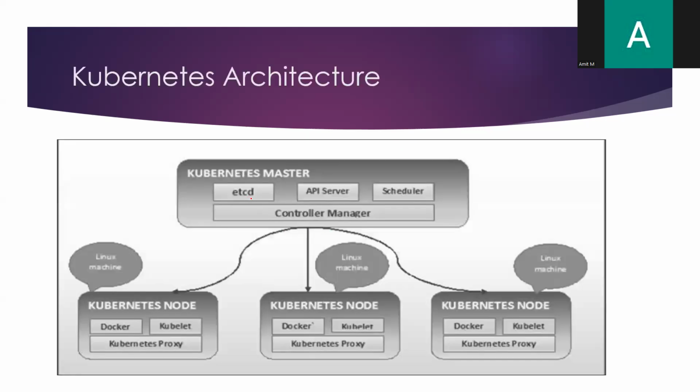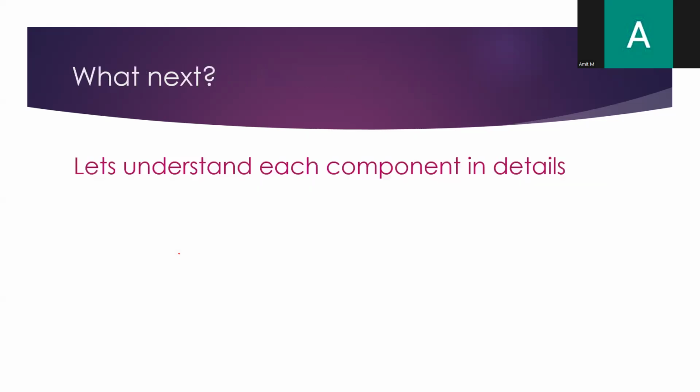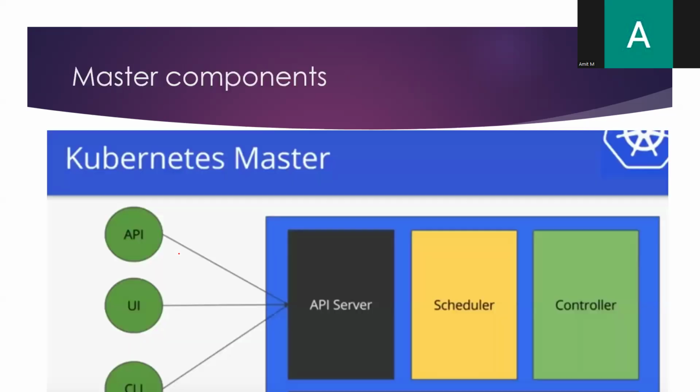This is the setup which most organizations create. This is the master control plane or COE, where all these components are there. This is another set of Linux VMs. You can have one or more than one Linux VM as worker nodes, depending on the workloads. Kubelet is there, Docker or container runtime is there, and kube-proxy is there. We will understand why each is required. Let's understand each component in detail.